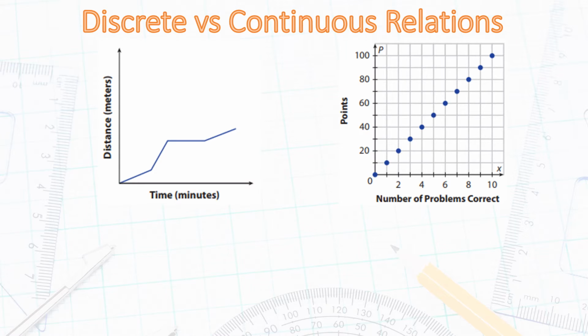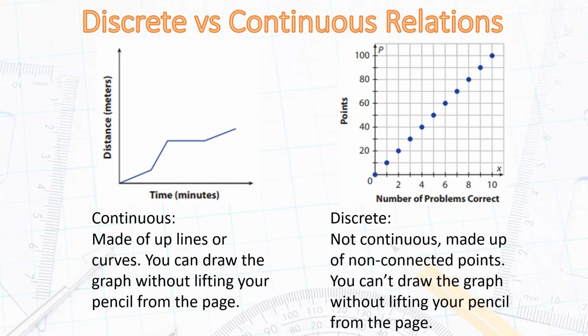Okay, so just looking at graphs, especially with relations and functions, there's going to be two different types: discrete and continuous graphs. The one on the left is a continuous graph. The one on the right is a discrete graph. A continuous graph is basically one where you don't ever have to lift your pencil off the page to trace your hand along it or to draw it. Like I can start at the beginning, go up, over, and I never have to lift my pencil off the page to do this graph.